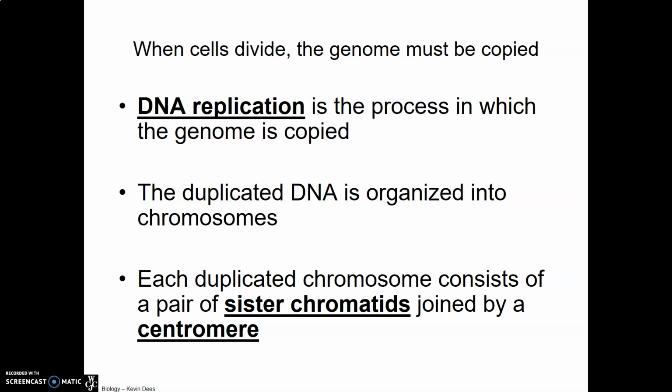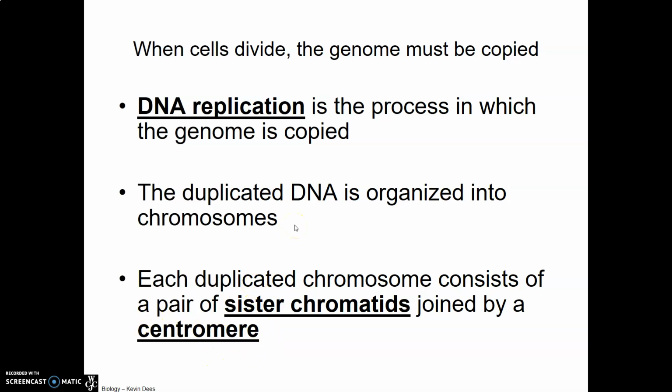Now, because the DNA molecules are so long, once copied, the amount of genetic material in the cell is literally twice as much. So, in order to effectively move the DNA into its respective cells, the DNA is going to be organized into these discrete, smaller, more easy to move units called chromosomes. Each duplicated chromosome consists of a pair of sister chromatids joined together by a centromere.